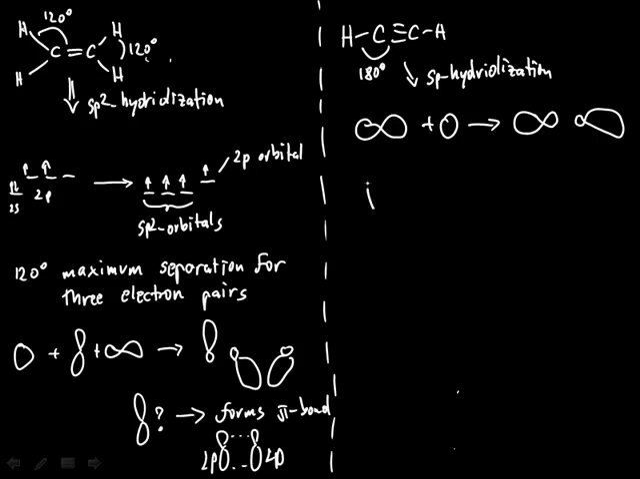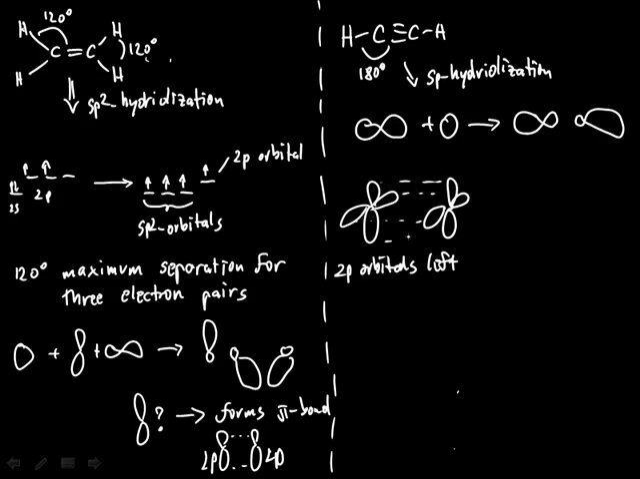There are 2 p orbitals left on each carbon now. So that's 2 p orbitals left, which now engage laterally into 2 pi bonds with p orbitals on the other carbon. And so that's why we have this triple bond, where the first bond is a sigma bond, and both the second and the third bonds are pi bonds.